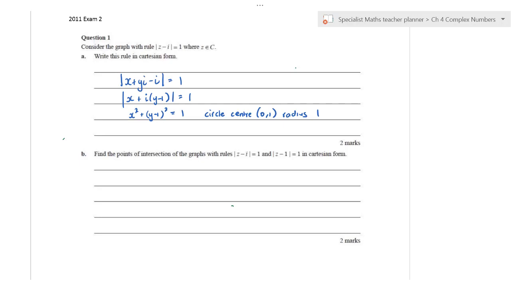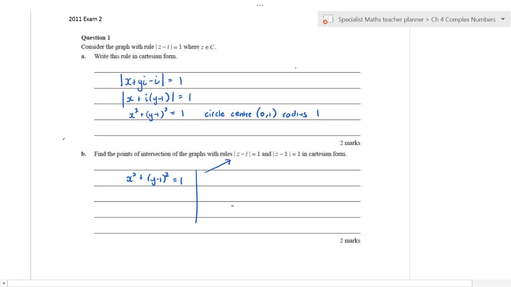Now it says find the points of intersection of this and this in Cartesian form. So just so you know, you have a CAS calculator which you can use. Just remember that there's going to be some method marks for this. Now, as you can see here, we've got the graph of x squared plus (y minus 1) all squared is equal to 1. Now, that's your first one. This is this guy over here.